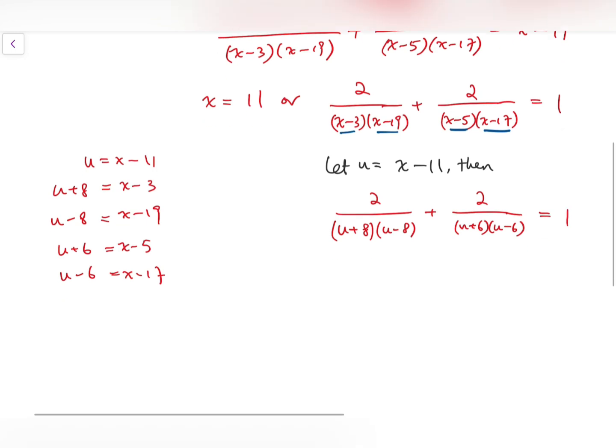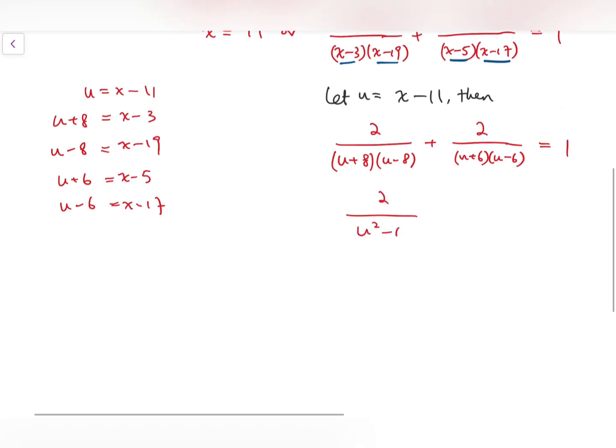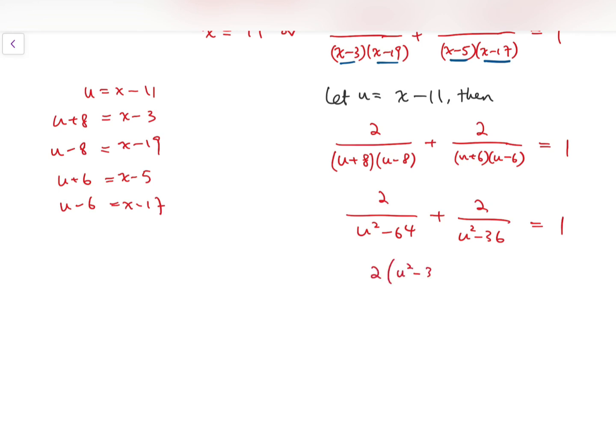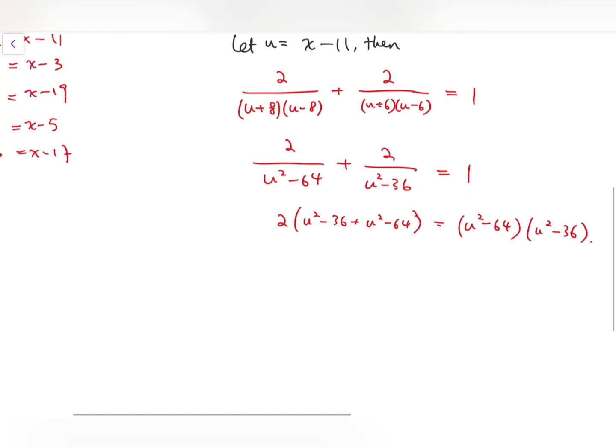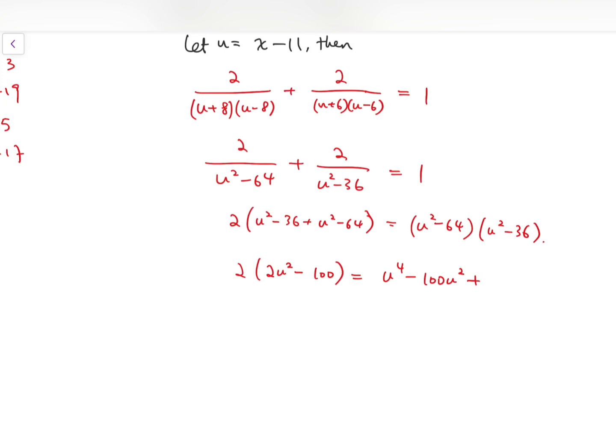And after the expansion, it's again a very simple expression because it's just a difference of squares. And now we can add, and I have u squared minus 64 times u squared minus 36. Then we simplify further. 64 times 36 is actually 8 squared times 6 squared, so it's 48 squared, 2304.